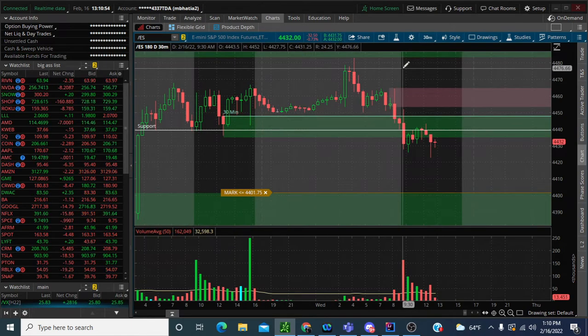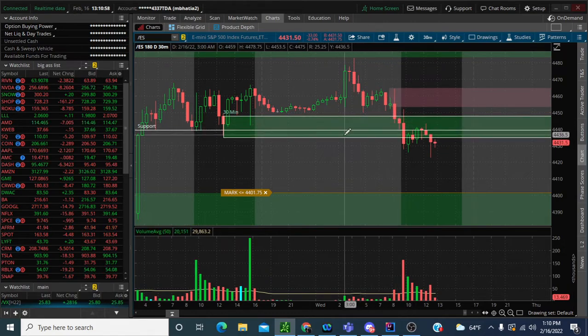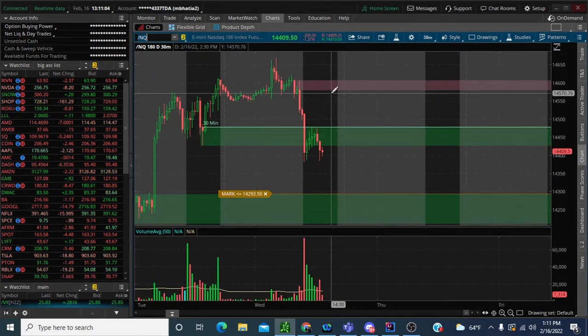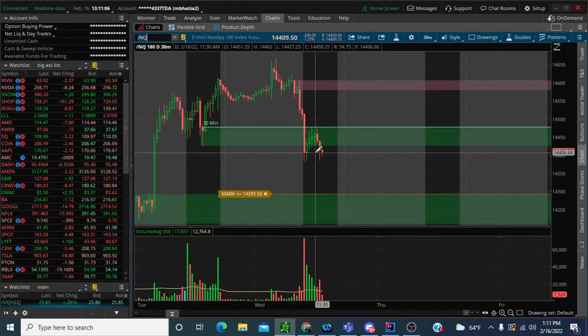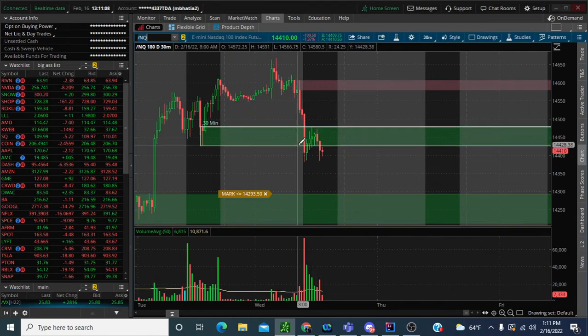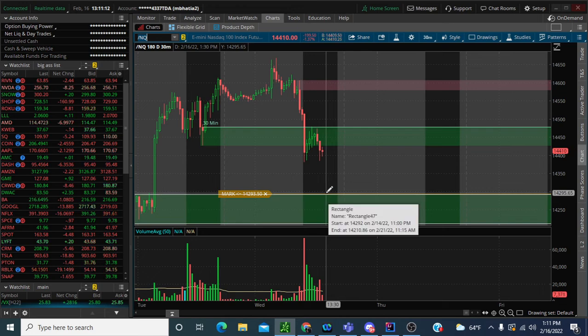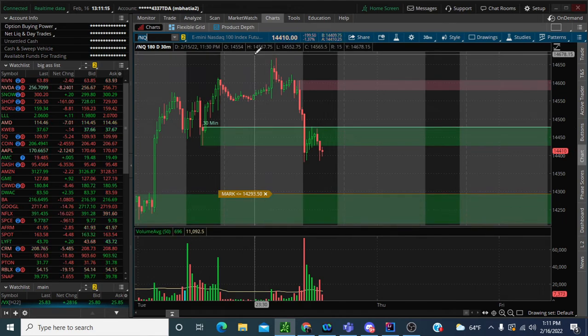So my plan was very simple. If ES broke below its support level and its demand zone, as well as NQ breaking below its demand zone, that was the first part of my thesis. That mixed with the fact if there was relative weakness, then I would go short targeting this demand zone right here. That was my trade idea. This is a very high probability play.